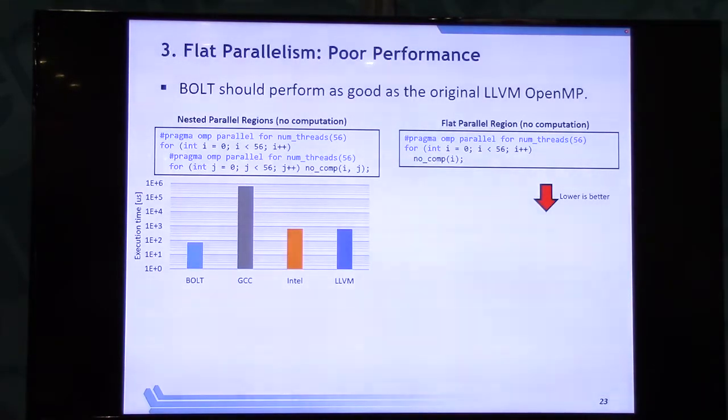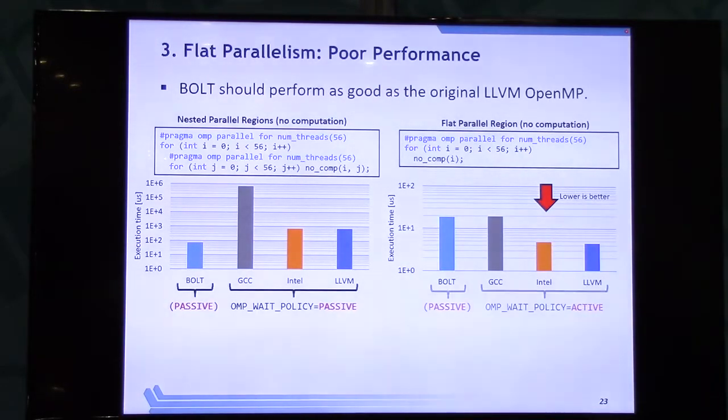All right, right now, if nested, Bolt is most efficient. However, how about flat or single level parallelism? The performance of Bolt should be the same as others because, basically, there's no point to use lightweight user-level threads if there's no oversubscription. So performance should be the same. However, in reality, it is not the case.